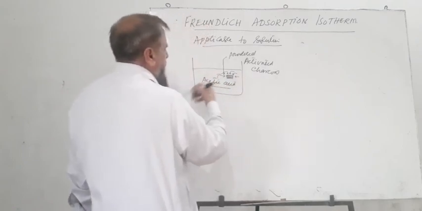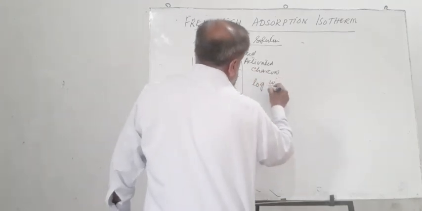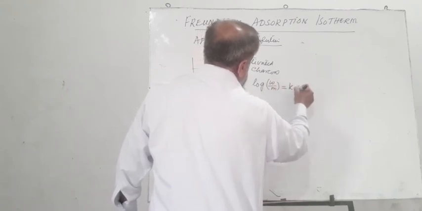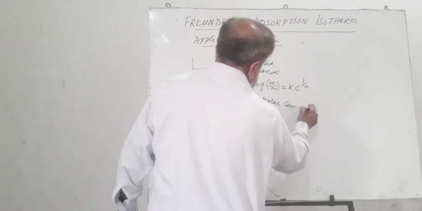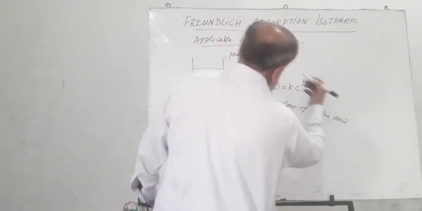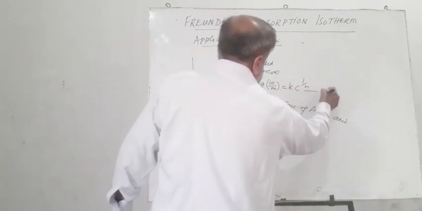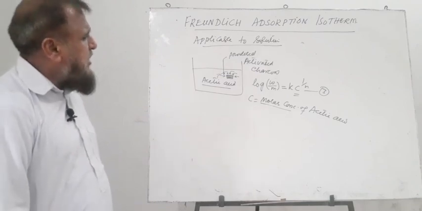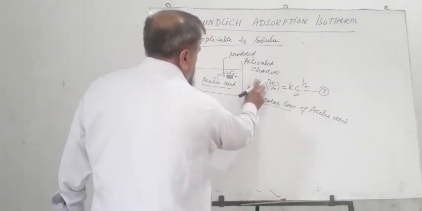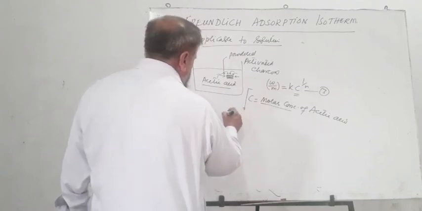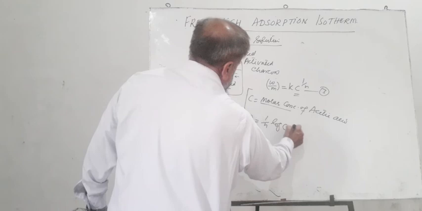Now in this case, we can write the Freundlich adsorption equation as W by M is equal to K C raised to power 1 by N, where C is the molar concentration of acetic acid. We can also express this concentration in ppm or in molarity, as the case may be. Equation number 3 is for those cases where we have a component present in solution and it is adsorbing on a solid. In this case also, the logarithmic form or straight line equation will be log of W by M is equal to 1 over N log of C plus log of K.